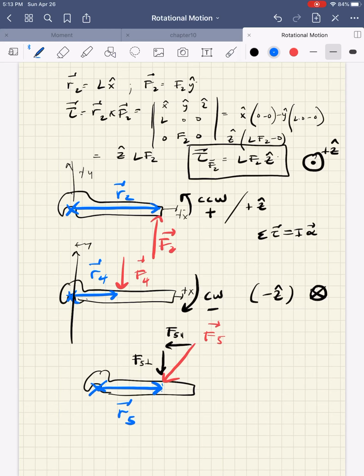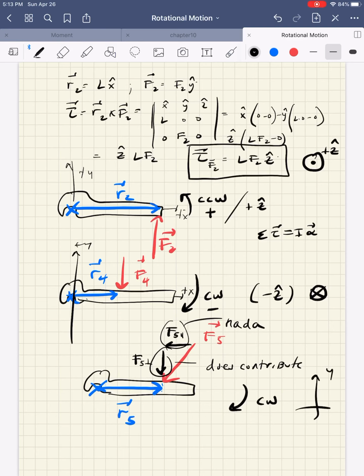And if I broke this vector up into two, clearly this one would not contribute, does nada, and this one does contribute. Is it a clockwise or counterclockwise rotation? All right, it's going to create a clockwise rotation. So it would be, if this is the y-x plane, it would be in the negative z-hat direction. Your thumb should be pointing into the board when you use the right-hand rule.